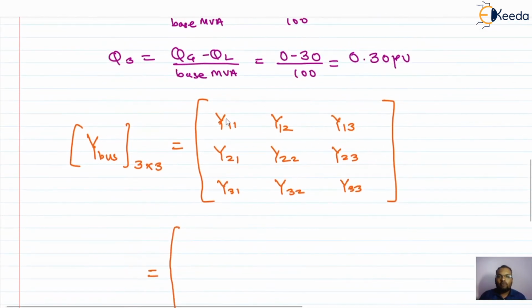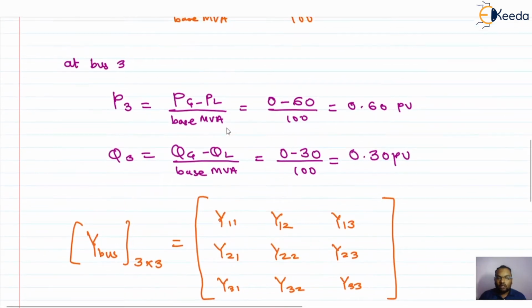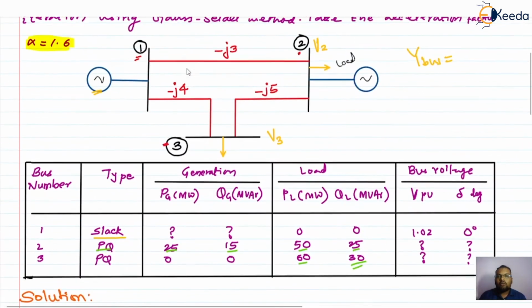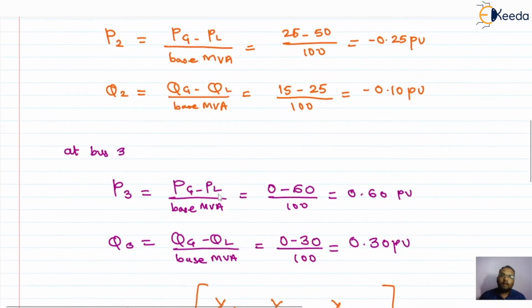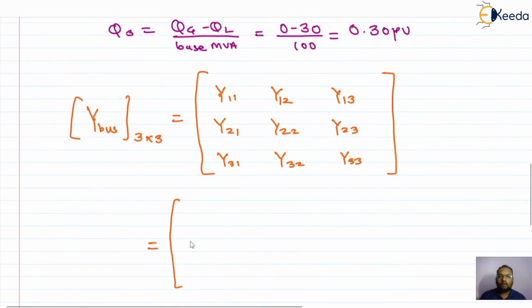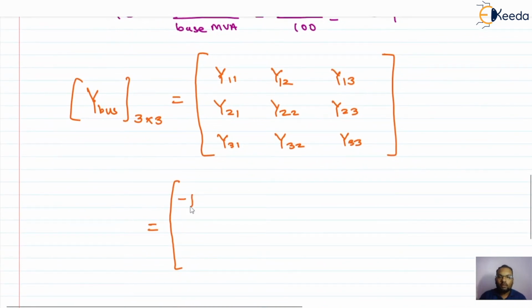So Y11 is nothing but the summation of the admittances connected at bus 1. You can see here two lines are connected, the line having admittance minus J3 and the line having admittance minus J4. If I add both of them, it becomes minus J3 minus J4, so it will give us the result as minus J7.